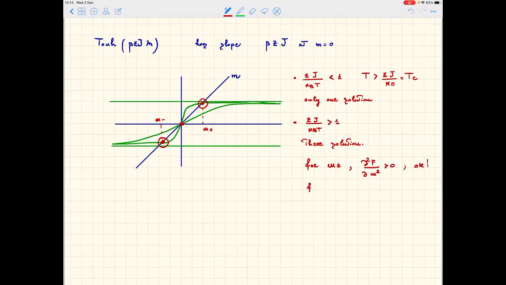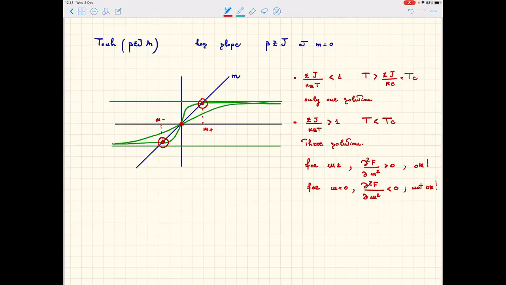But for m equal to 0, the second derivative is negative, and therefore this is not okay because it's a maximum. Therefore, for temperatures T smaller than Tc, I cannot pick 0 as a solution because it does not satisfy the basic requirement of being a minimum of the free energy. It is actually a maximum.